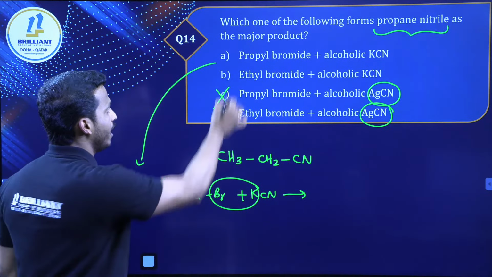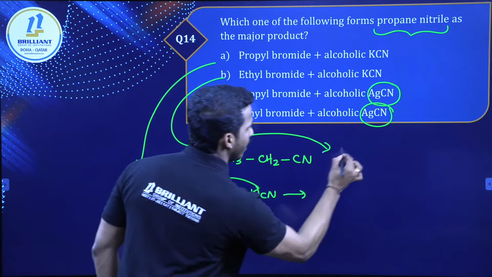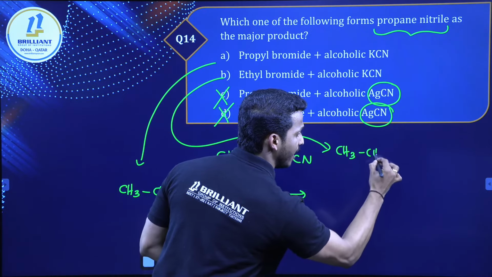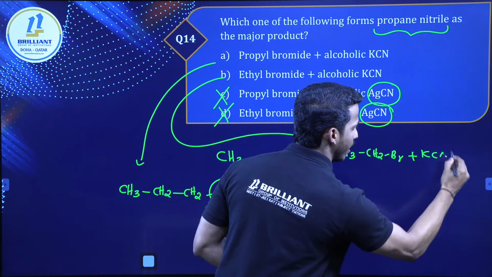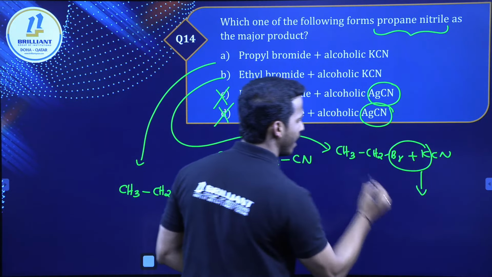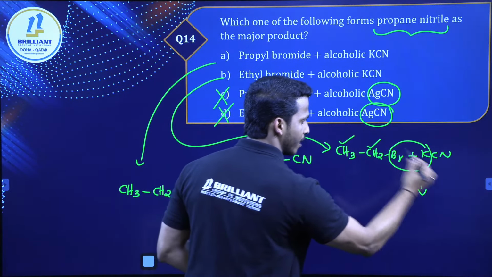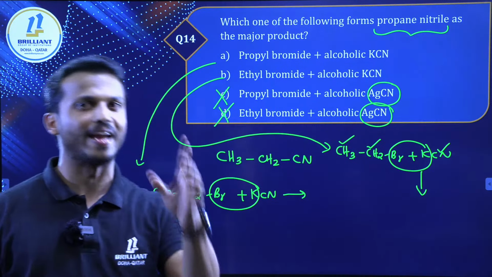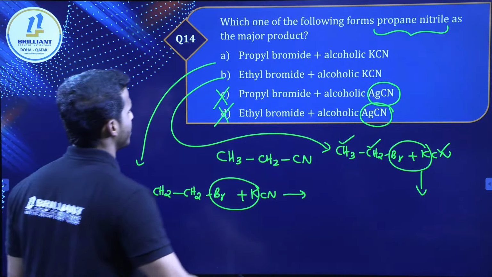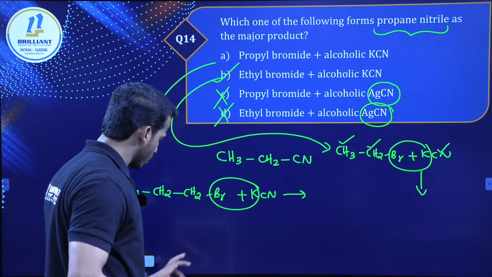We need ethyl bromide. What is option B, dear all? Ethyl bromide, CH3CH2Br. Ethyl bromide treating with the KCN. What happened? KBr is eliminated. You will get CH3CH2CN. Yes, that is what we require, propane nitrile. So our answer is which one, dear all? Option B.